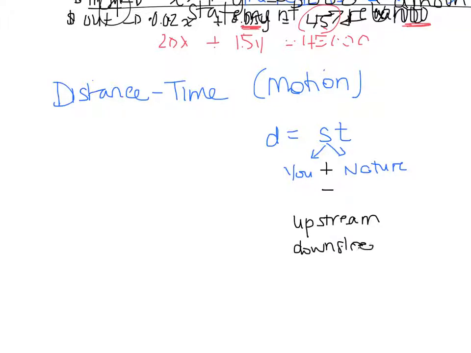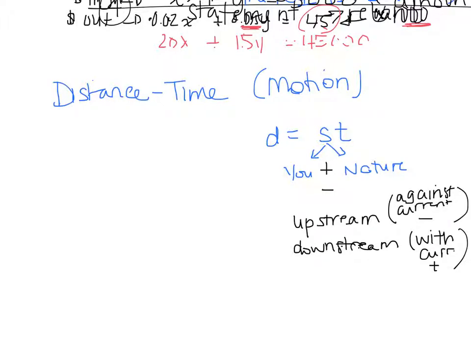Downstream is with the current, so you're adding, and upstream would be against the current, so you're subtracting. And so one equation is going to have a plus sign and one equation is going to have a minus sign, and those are going to be in the brackets when you combine yourself and nature to create the speed. An example of a question like this is on page 44.